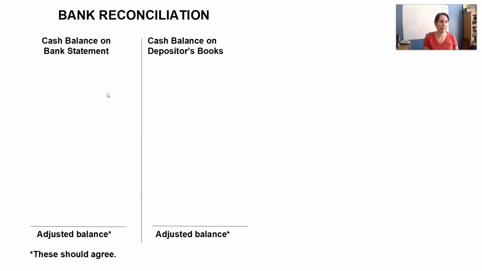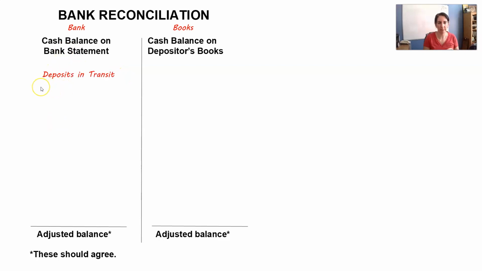So when I do this, I like to think about who doesn't know, right? So this is the bank's records, these are the books. Who doesn't know? That's how I like to think about this. So cash balance on the bank statement, cash balance on the depositor's books. The first, we're going to start on this side.